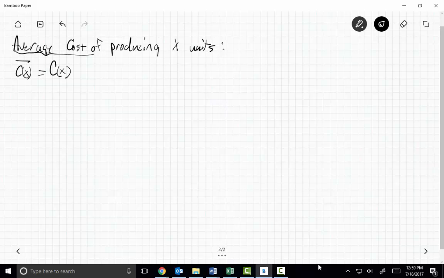Now, if you think about it, how would you figure out the average cost of producing X units? You would take the total cost, and you would divide it by the number of units, right? Now you may say, well, wait a sec, Ripley, why don't we just divide it by the cost of the 100th or the 101st unit?